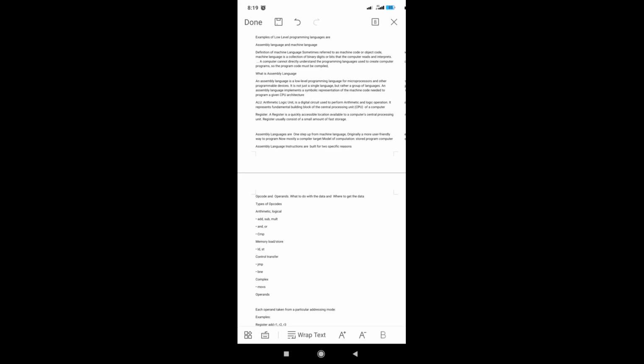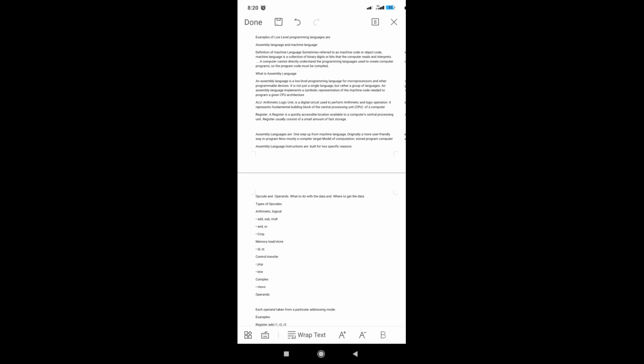In the hierarchy of computer programming languages, at the top you have high-level programming languages. Then in the middle you have your assembly language. Then beneath it, which is the last, you have machine languages.